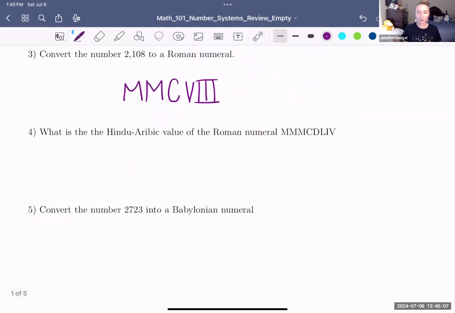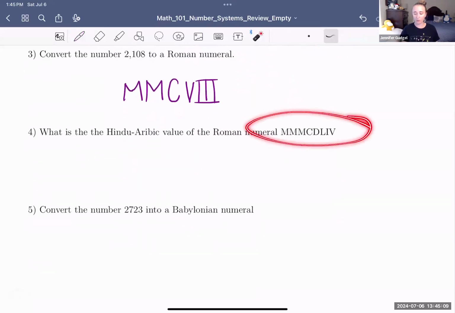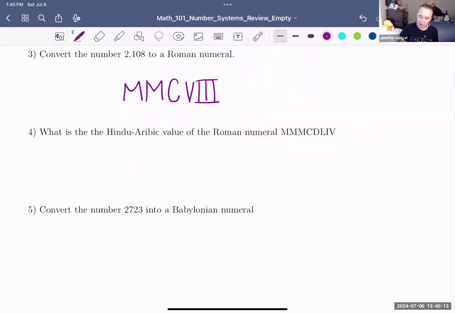Now the other direction, we're given a Roman numeral and we need to convert it into our Hindu-Arabic. Let's remind ourselves what the M's stand for. Those are thousands. So this is 3,000.